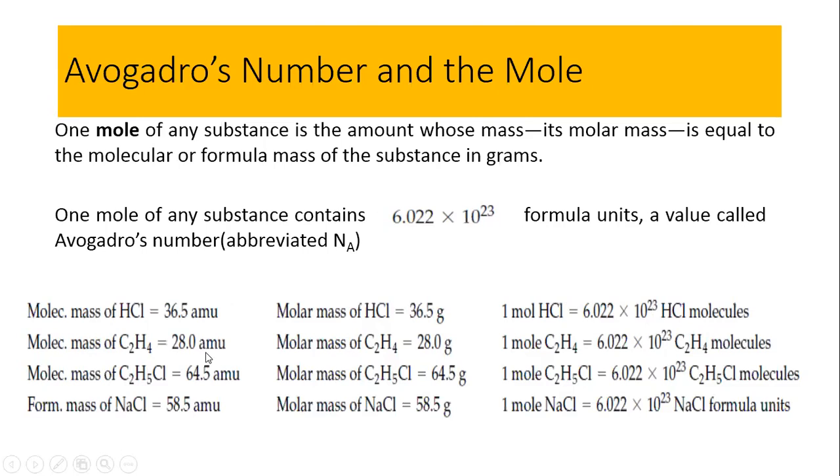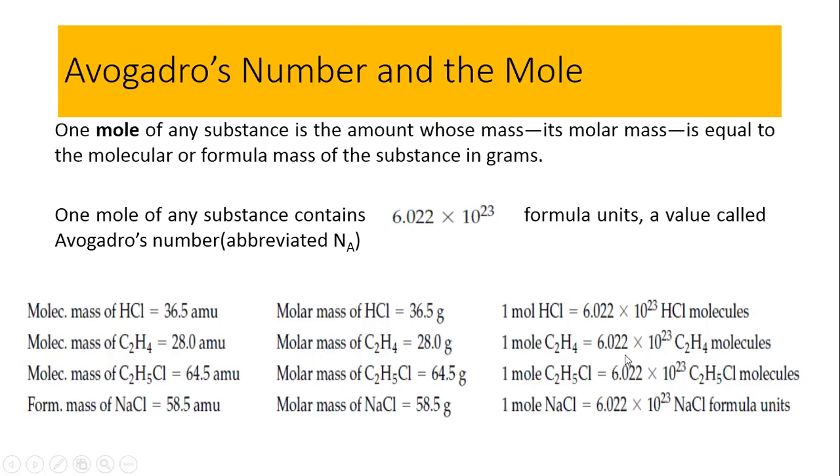Let's take another example. In the same way you can explain this. This is the molecular mass of C2H4. It is the same, that means 28.0 AMU will be equal to 28.0 gram, and this 28.0 gram will be equal to 1 mole of C2H4, because this is the molar mass. So 1 mole contains 28.0 gram of C2H4.